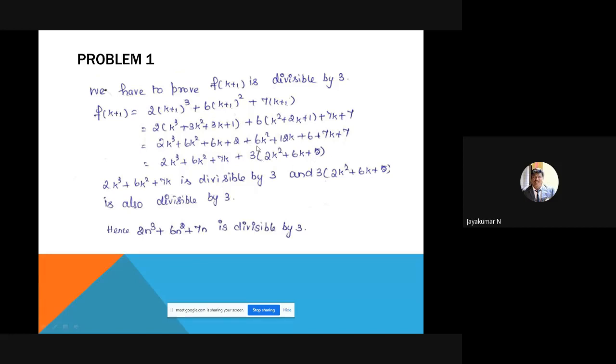When you observe the remaining terms, it clearly shows that 3 is common, so you can take it out. So you can easily understand that this term is divisible by 3, and this is divisible by 3. Finally, we can say that f of k plus 1 is divisible by 3. So 2k cube plus 6k square plus 7k is divisible by 3, and 3 times 2k square plus 6k plus 5 is also divisible by 3. Finally, we conclude that f of k plus 1 is divisible by 3. Hence, 2n cube plus 6n square plus 7n is divisible by 3.